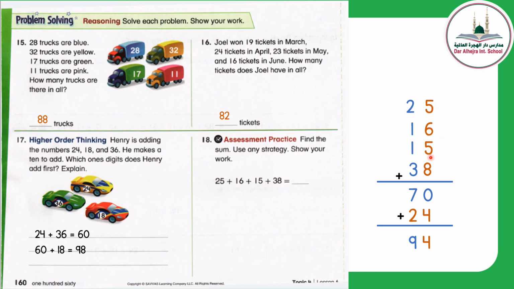And I'll add the ones quickly. It's 5 and 5, 10. And 10 and 5, and 6 makes 16. And I'll add 8 more to 16: 17, 18, 19, 20, 21, 22, 23, 24. I have a total of 24 for the ones. I'll add the partial sums together. 0 and 4 makes 4. 7 and 2 makes 9. That means my total sum here is 94.